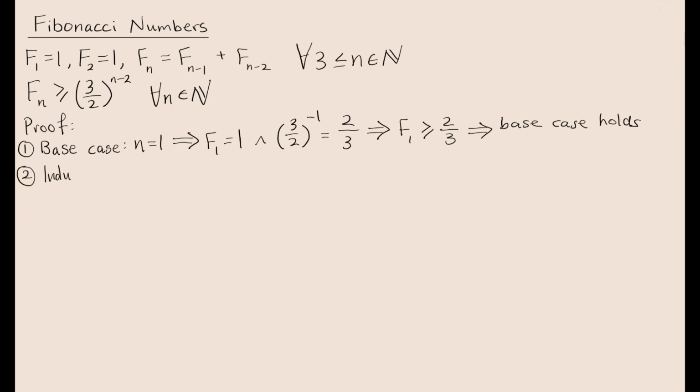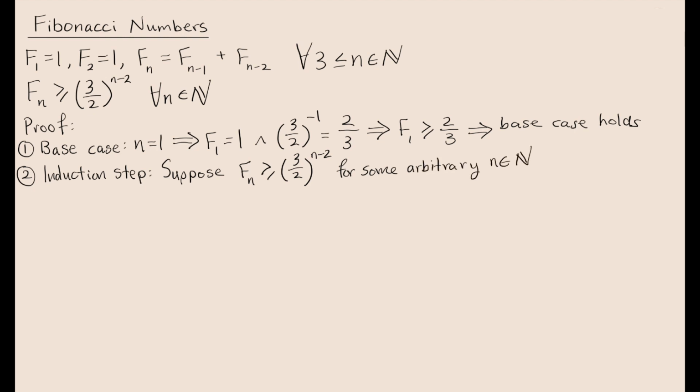For the induction step, suppose that fn is greater than or equal to 3 over 2 to the exponent of n minus 2 for some arbitrary natural number n. Then fn plus 1 is equal to fn plus fn minus 1. The problem I run into now is this right over here.